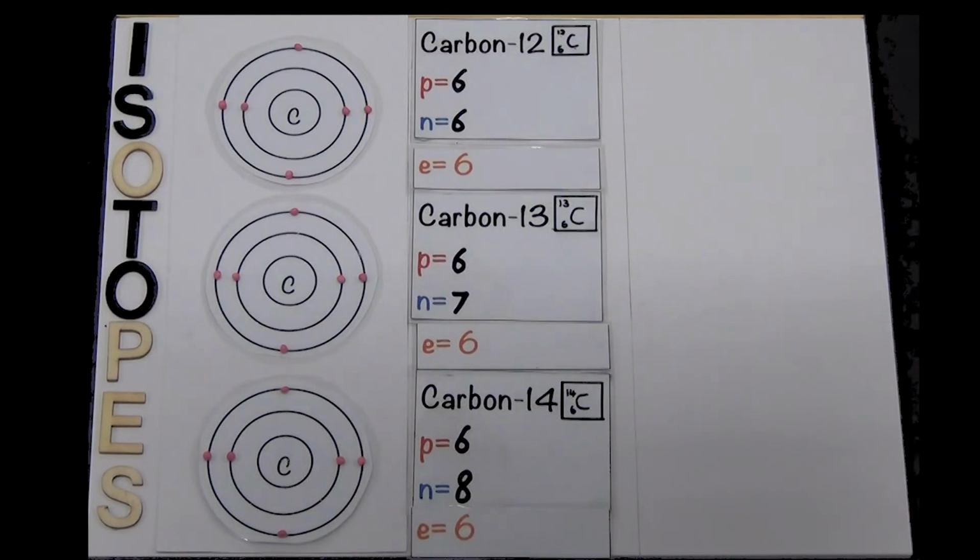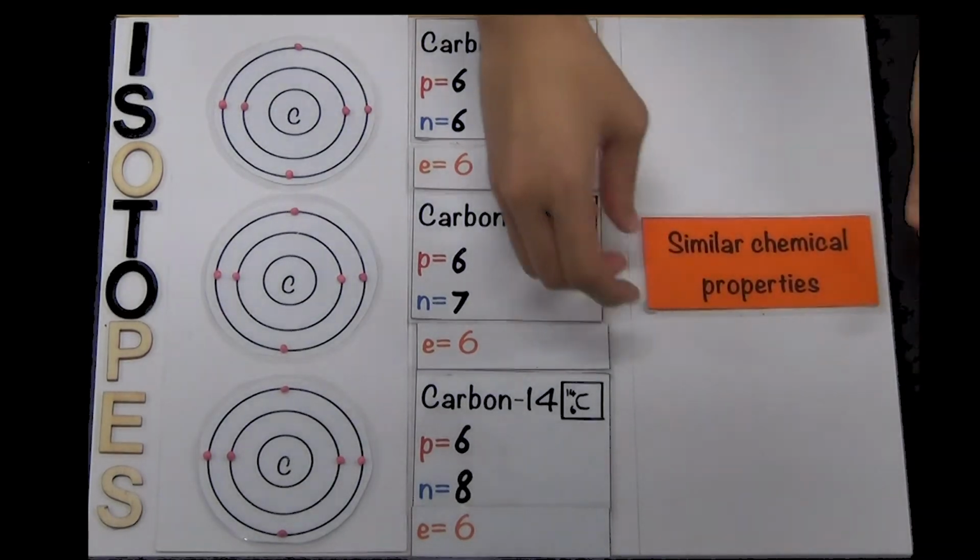What can you conclude about the electronic structure of the carbon atoms? Observe that they all have the same number of valence electrons. The chemical properties of an element are dependent on the number of valence electrons. Since carbons 12, 13, and 14 all have the same number of valence electrons, they have similar chemical properties.